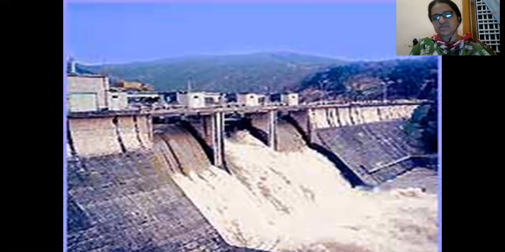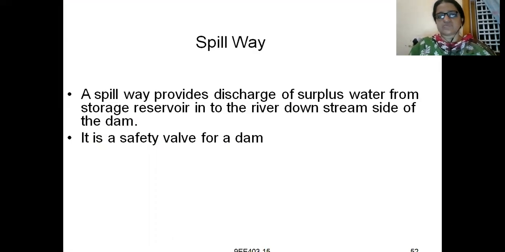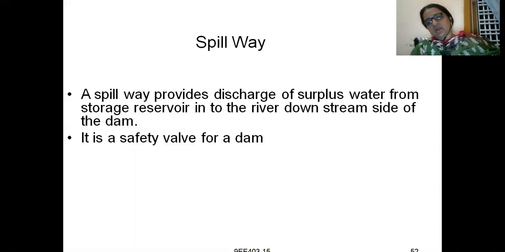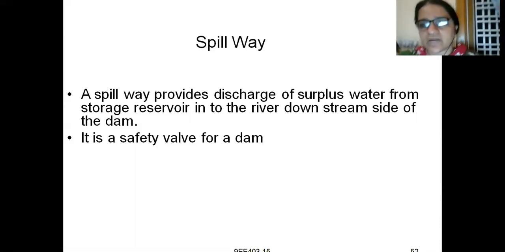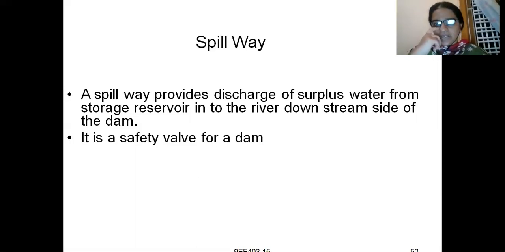Next is a photo showing the spillways of a dam. There are three spillways shown on the screen, and this is also a hydroelectric power station. Next is spillway. A spillway provides the discharge of surplus water from the storage reservoir into the river on the downstream side of the dam. It is a safety valve for the dam. Spill means to throw away, spilling off. You can get the surplus water out.